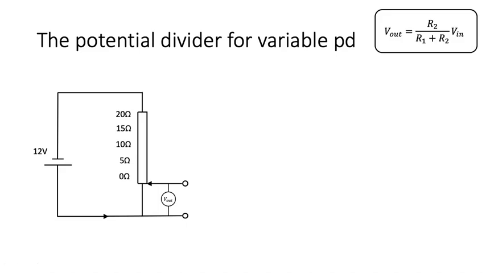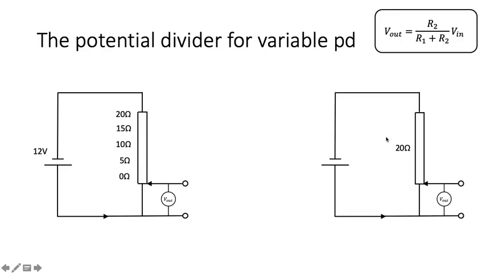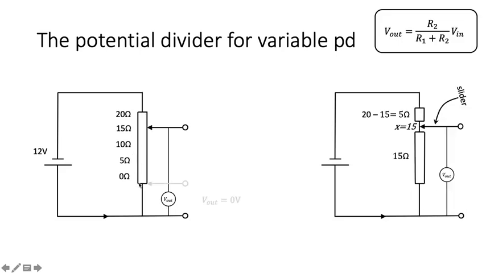Now if we put our slider all the way to the bottom, then the output is not across or parallel to any of the potentiometer. So you have the full 20 ohms in series, and effectively a short circuit here. Across a short circuit, Vout will be 0 volts. All the current will go through here, none of it through the secondary circuit. All you're doing is using the resistor to heat up your environment.